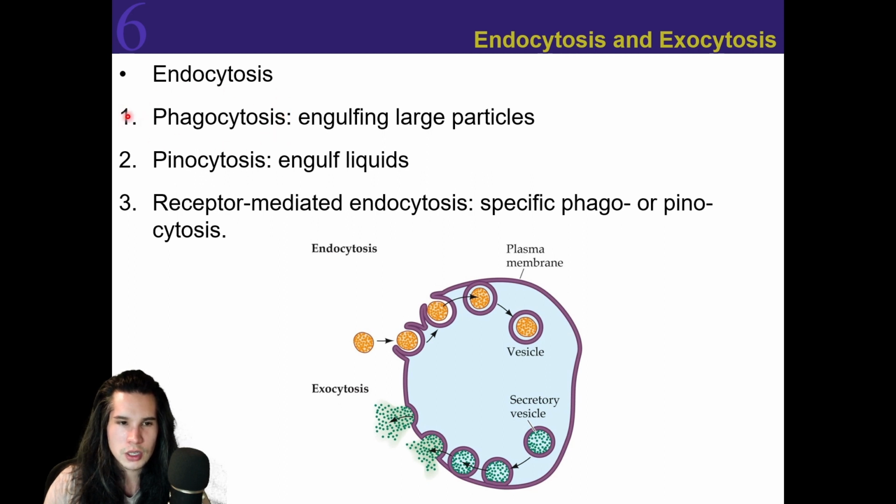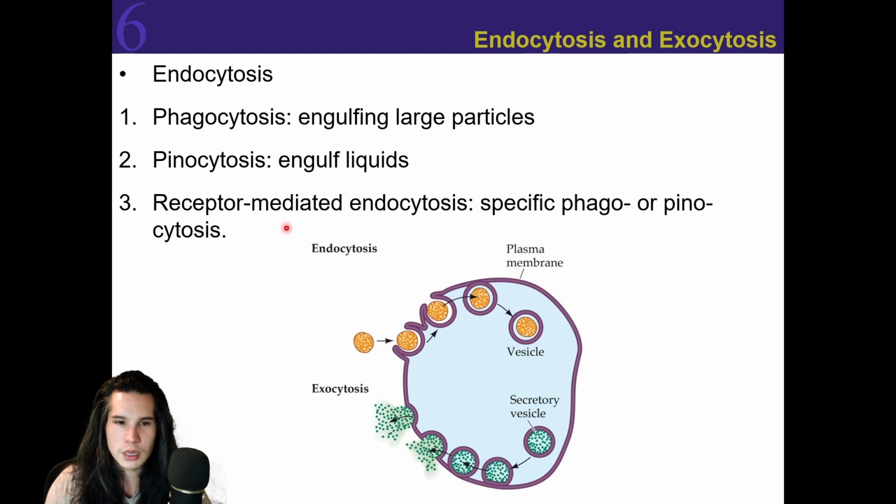So endocytosis, there's a few subcategories of endocytosis. You have phagocytosis, so that's going to be engulfing large solid particles. Pinocytosis, you could think of Pinot Noir, you're engulfing liquids. So pinocytosis is engulfing liquids, whereas phagocytosis is engulfing solids or larger particles.